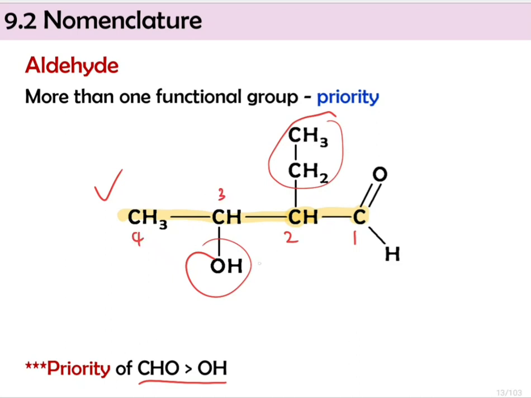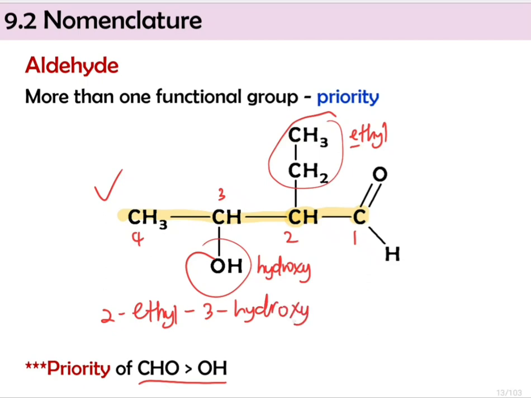So, this is hydroxy. OH sebagai substituent is hydroxy. So, dia adalah huruf H. Dan ini adalah ethyl, huruf E. Jadi, huruf E datang dulu. The full name for this compound is 2-ethyl-3-hydroxy. Kat sini careful, hydroxy tau, without the L. And 4 carbon is butanal.